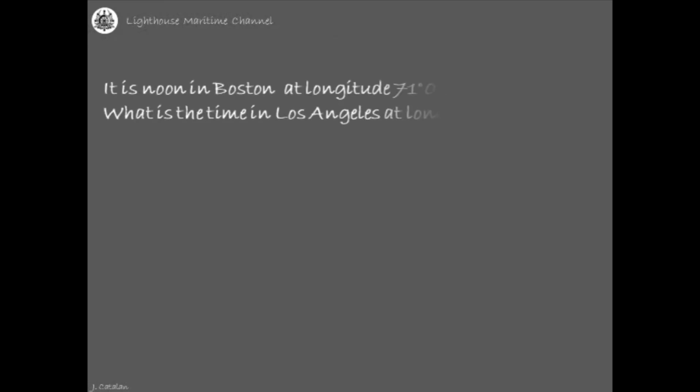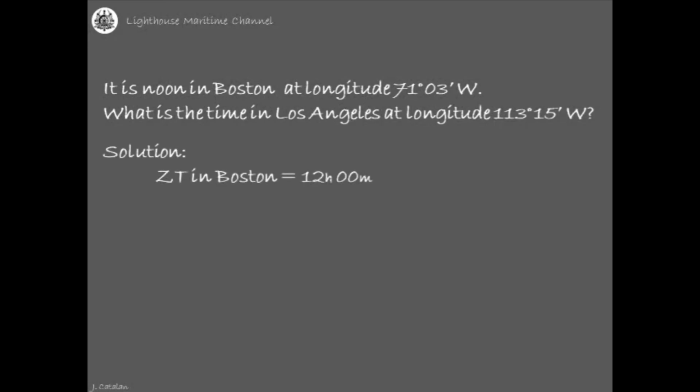First example. It is noon in Boston at longitude 71 degrees and 3 minutes west. What is the time in Los Angeles at longitude 113 degrees and 15 minutes west? Solution. Zone time in Boston is equal to 12 hours and 0 minute.